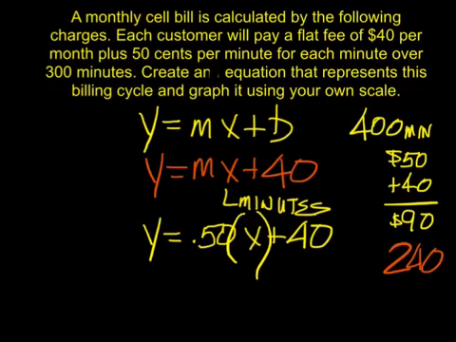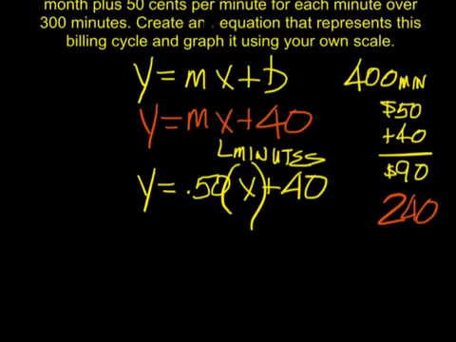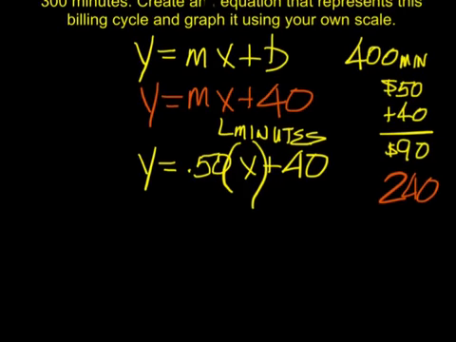Minutes. And what do I need to take away from the amount of minutes that I use? How many went over? Close. If I use 500 minutes, what am I taking away from it to find out what I went over? 300. So what should be in that equation in the parentheses instead of just X? X minus 300. That's it. So we go back and we edit this and include this.